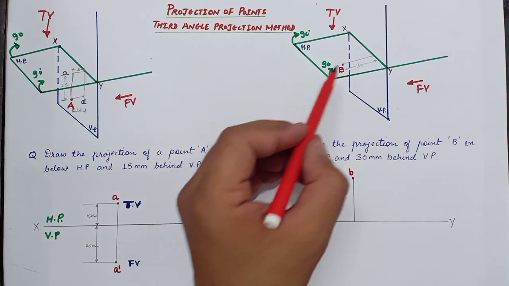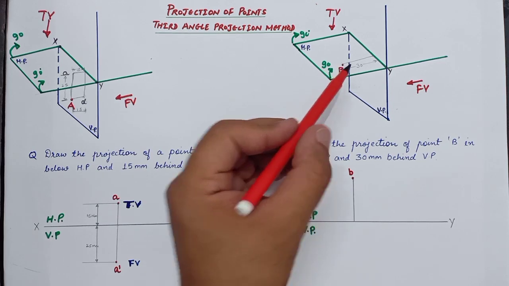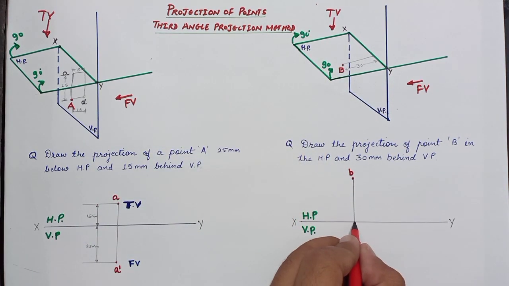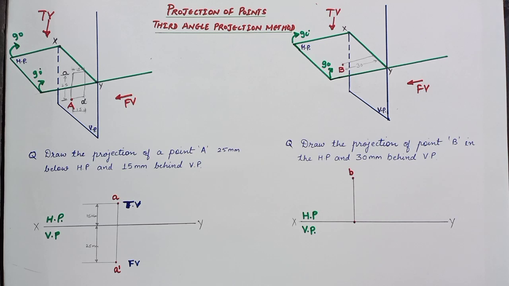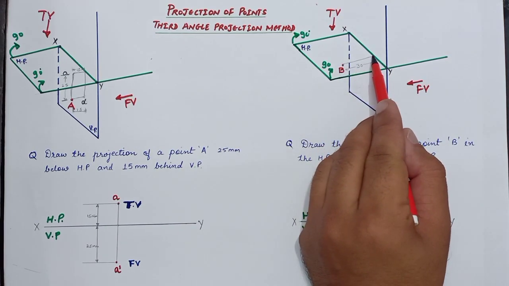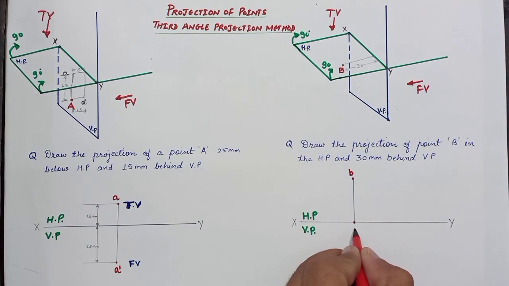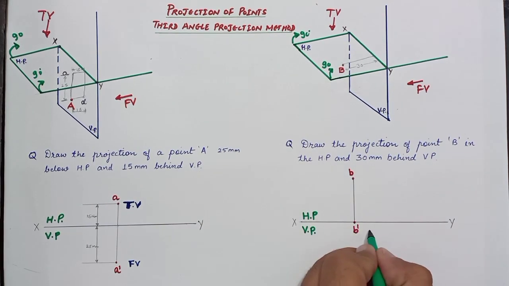And since we know that point B does not have any distance away from HP, then HP will lie on XY line, as when we look from the front view, on extending point B, it will directly get located on XY line. So we get the front view.